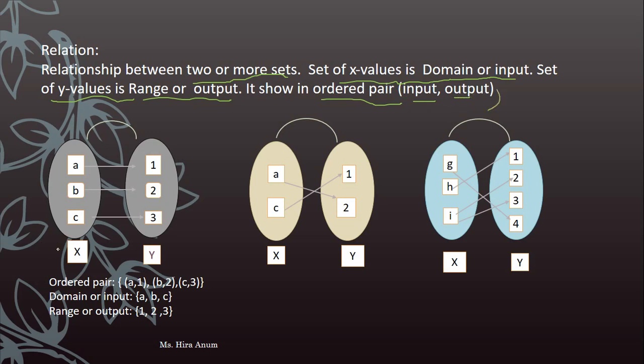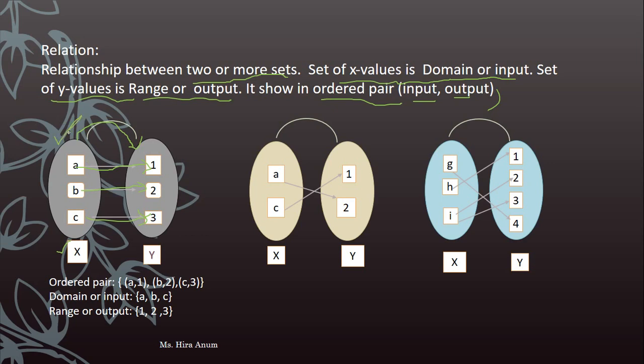Like we have set X equals {a, b, c}. Y is the set {1, 2, 3}. We make a relation from X to Y. We write: a approaches to 1, b approaches to 2, c approaches to 3.